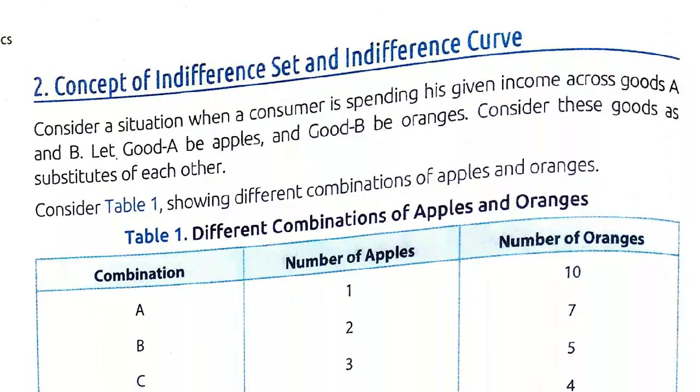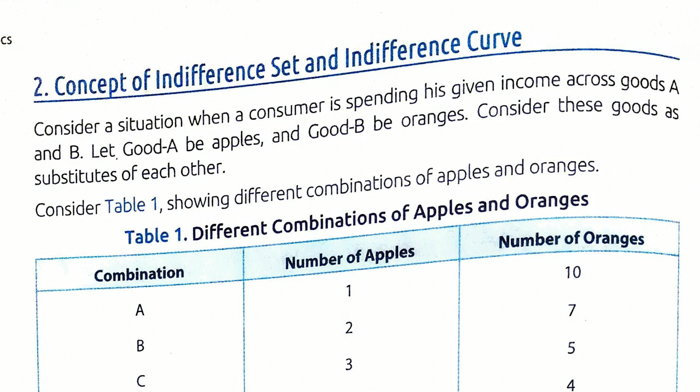Now the concept of indifference: first the indifference set, and then the indifference curve. What is an indifference set? Below in the table you can observe. Let us assume that a consumer is consuming 2 fruits. Good A is apples, good B is oranges, and both are substitutes of each other. Substitutes are those goods which are taken in place of one another. So we can say that tea and coffee are substitutes of each other because they are taken in place of each other. Similarly, fruits like apples and oranges are also substitutes.